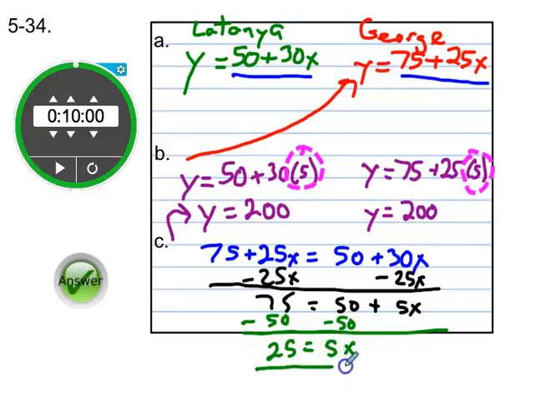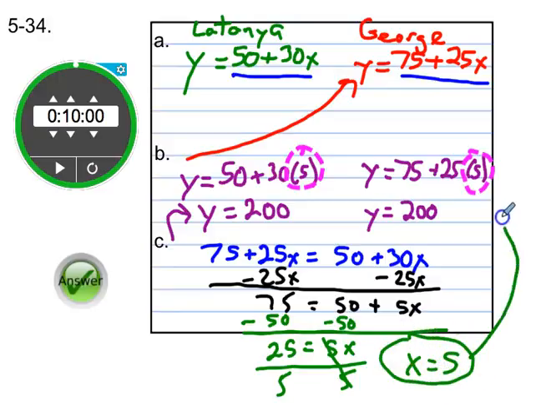What's the very last thing I need to do? Well, I need to divide by 5, because if this is 5 times x, the inverse of multiplying by 5 is dividing by 5. What's 25 divided by 5? 5. X equals 5. So again, we're going to learn to do it this way too in class, but this is another way to solve. In fact, this way might actually be easier than creating an XY table and a graph.